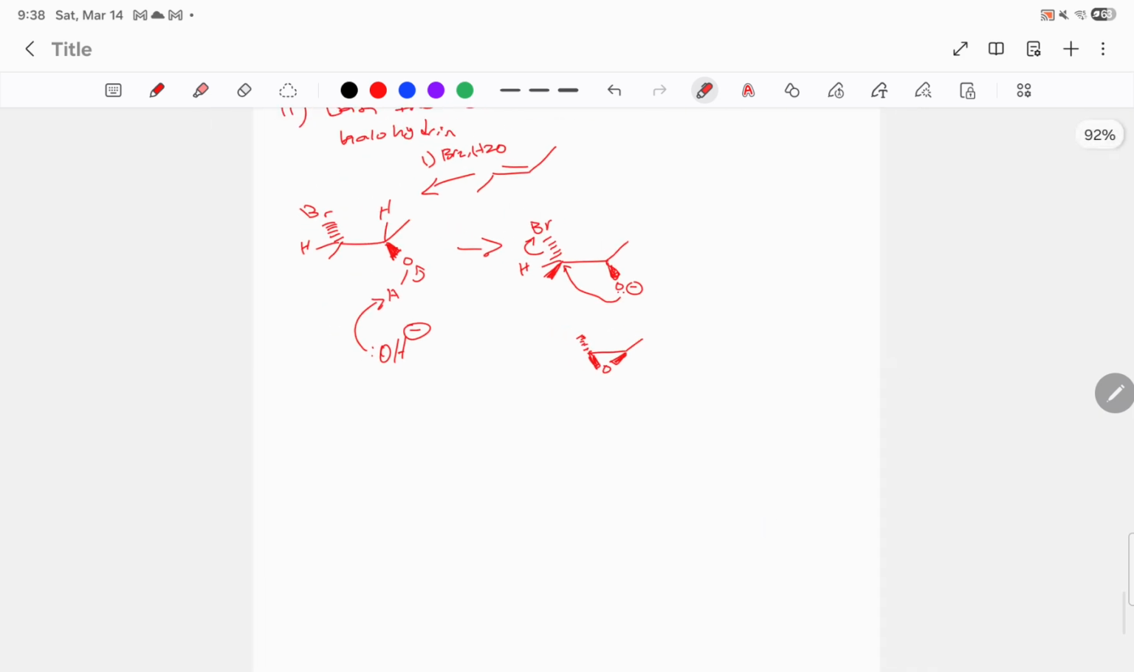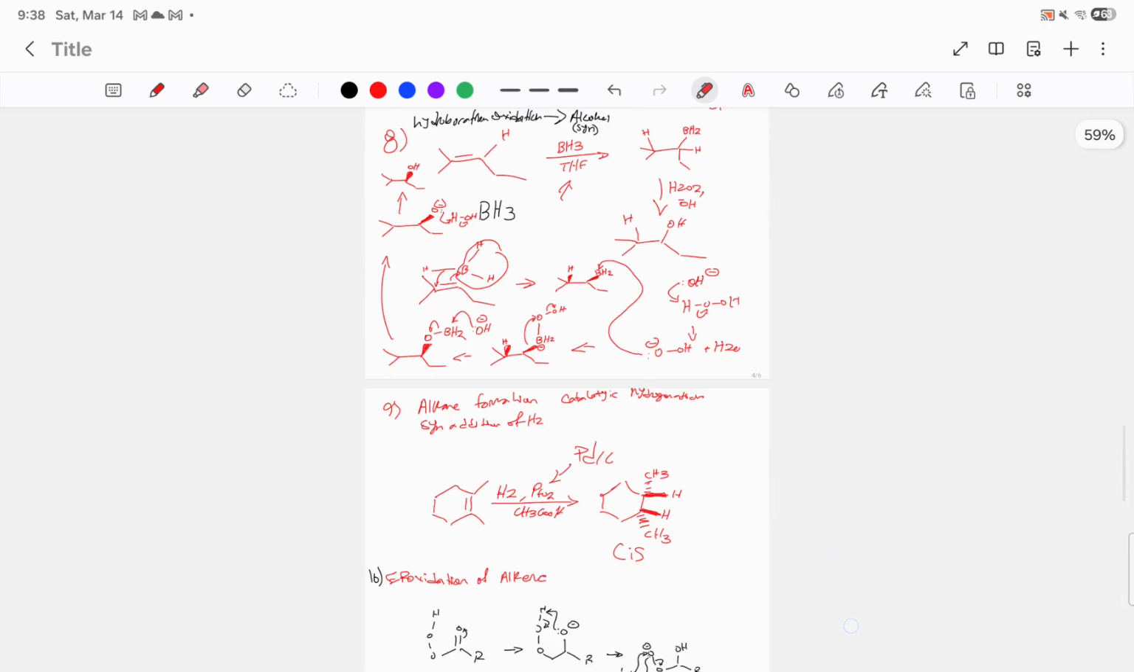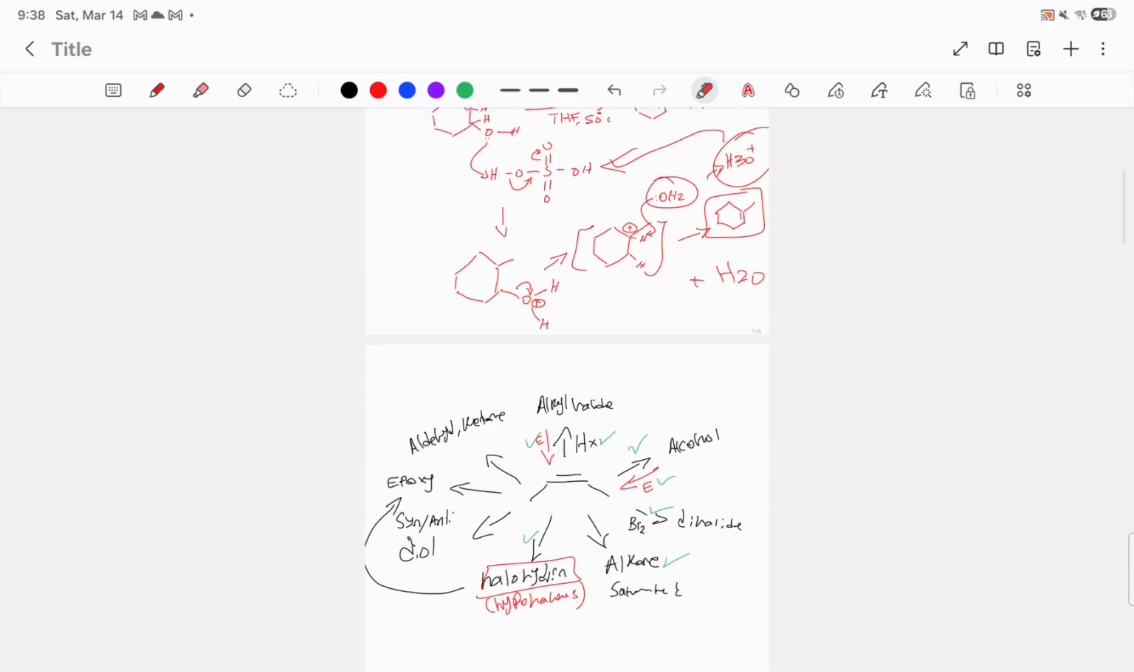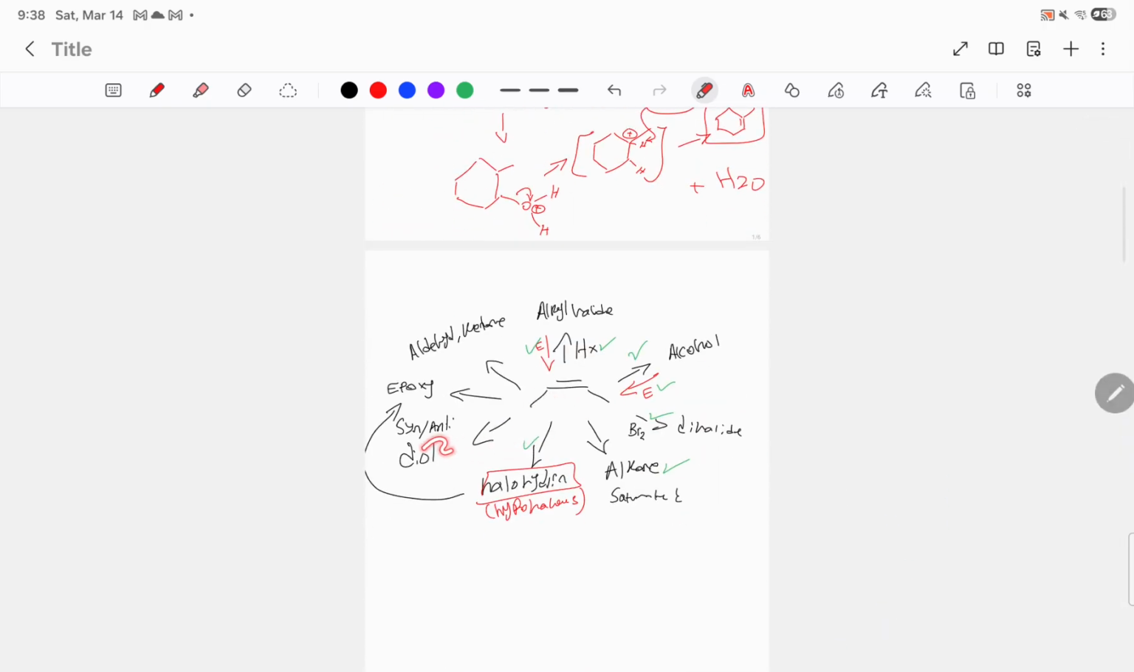Nucleophilic displacement reaction. Okay, so now that we know this, amazing, we know how to make an epoxide. I can either make the epoxide from the alkene itself by using meta-chloroperoxybenzoic acid, or I can use peracetic acid, or I can make a halohydrin and then turn the halohydrin into an epoxide.